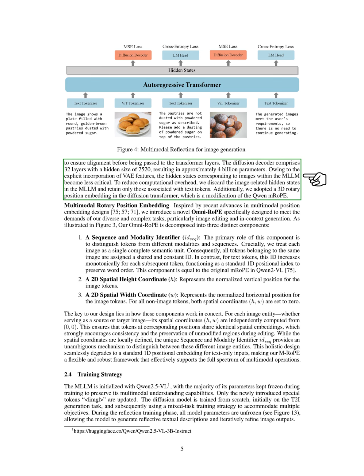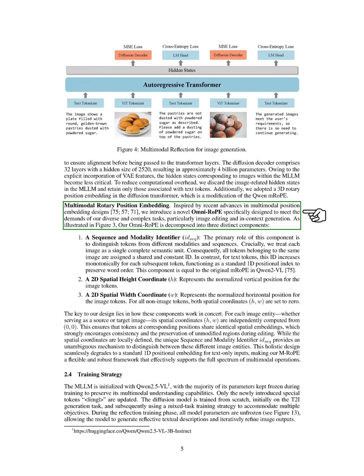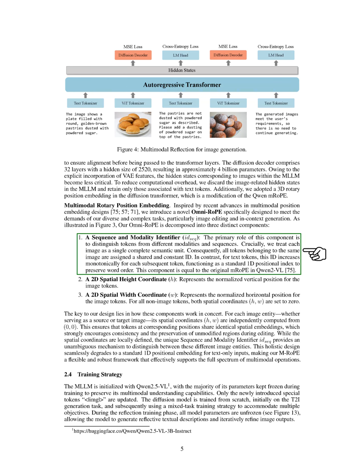We also use a 3D rotary position embedding in the diffusion transformer, which modifies the Qwen MRoPE. We introduce a new Omni RoPE for multimodal rotary position embedding, tailored for our complex tasks like image editing and in-context generation. As depicted in the figure, our Omni RoPE has three components: a sequence and modality identifier that distinguishes tokens from different modalities and sequences, treating each image as a complete unit with a shared ID for its tokens, while text tokens have a sequentially increasing ID.